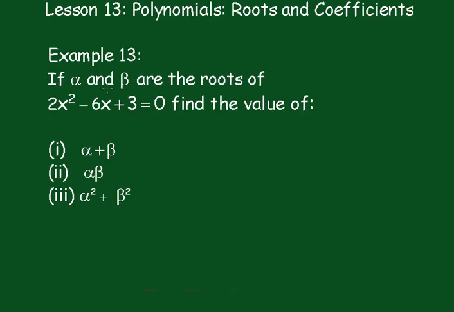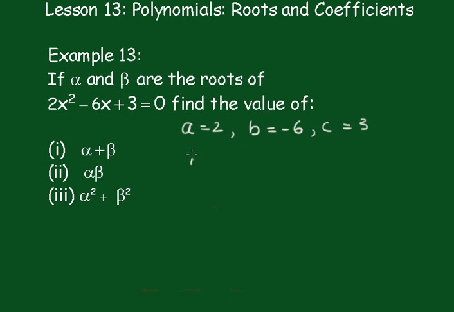Right, now in example 13, if alpha and beta are the roots of 2x squared minus 6x plus 3 equals 0, find the value of alpha plus beta, and alpha squared plus beta squared. The first couple of parts are fairly straightforward. We know that a, the coefficient of x squared, is 2. We know b, the coefficient of x, is minus 6. We know that c, the constant term, is 3.